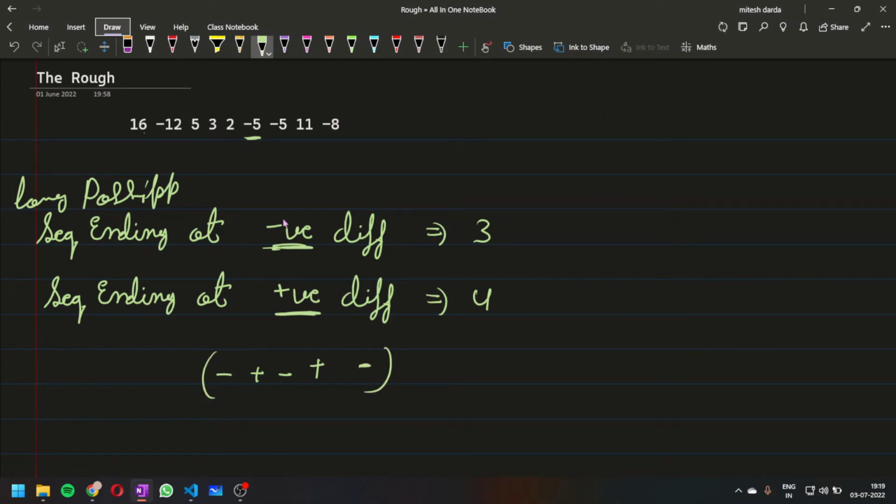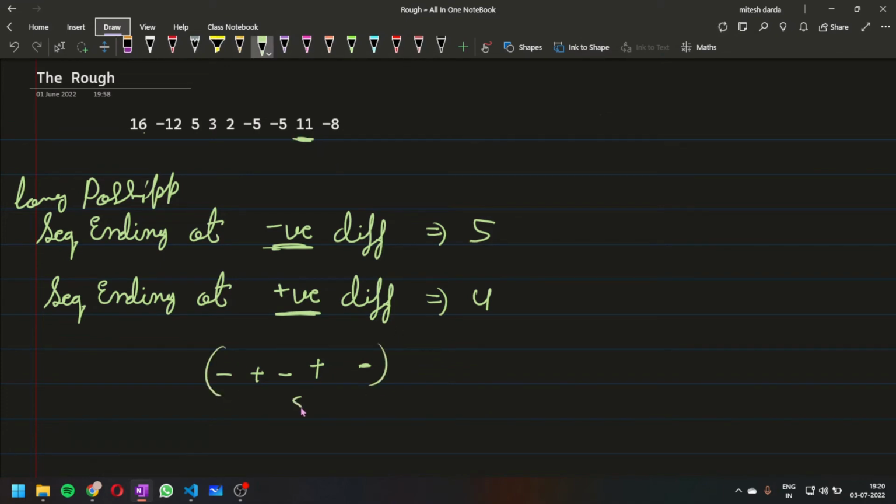So our longest possible subsequence ending at a negative difference will now become 5. 4 plus 1, 5. Okay. Now we are encountering another negative value. So this will still remain 5 only. We will not change it because it will be 5 or 4 plus 1, 5. Both of them are the same. So no update there. And now we encounter a positive value.